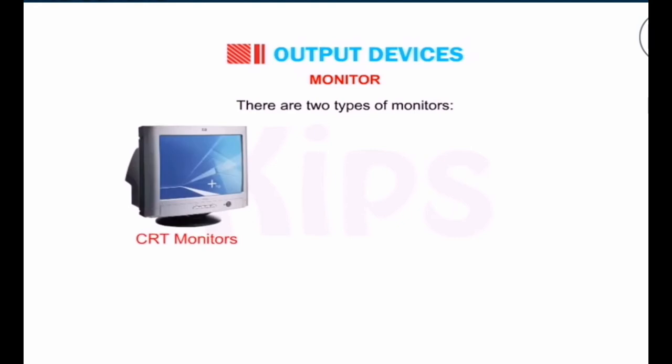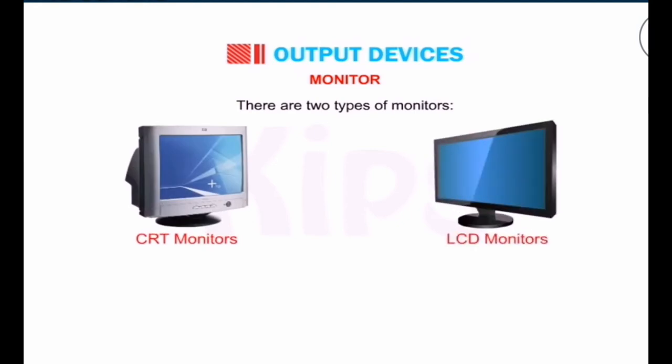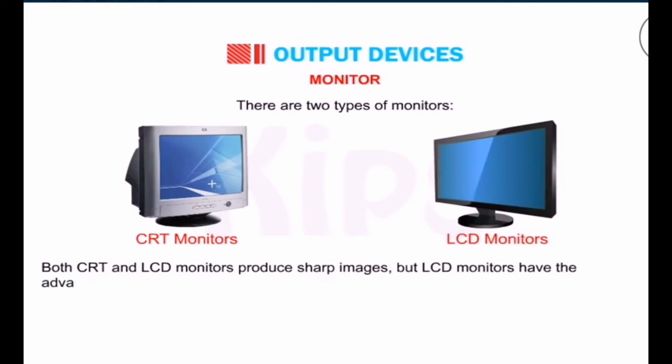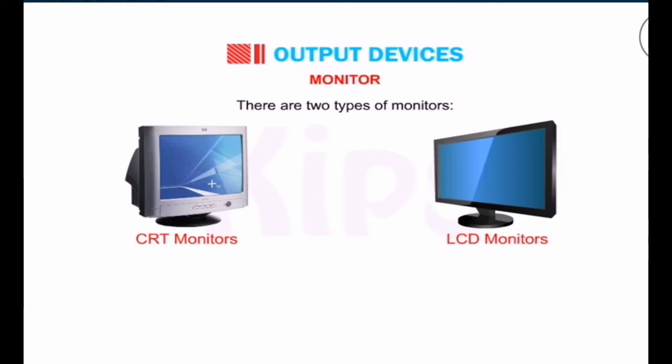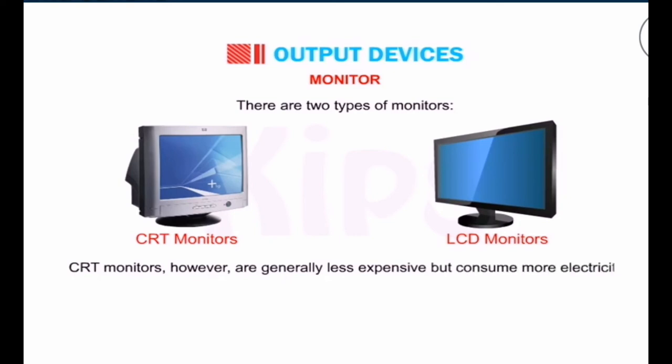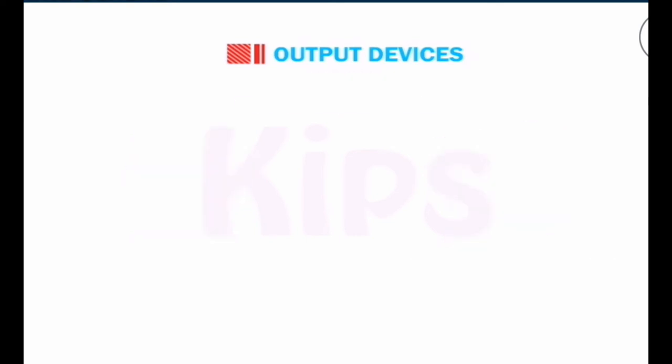There are two types of monitors. First is CRT and second is LCD. Nowadays LED is also available in the market. Both CRT and LCD produce sharp images, but LCD consumes less electricity and is thinner and lighter than a CRT monitor, and CRT consumes more electricity but is less expensive than an LCD monitor, and the same as LED.